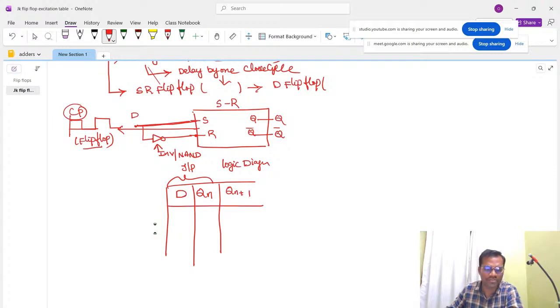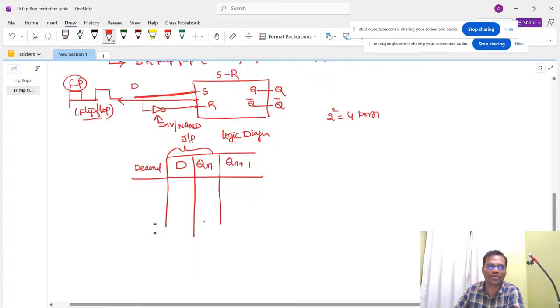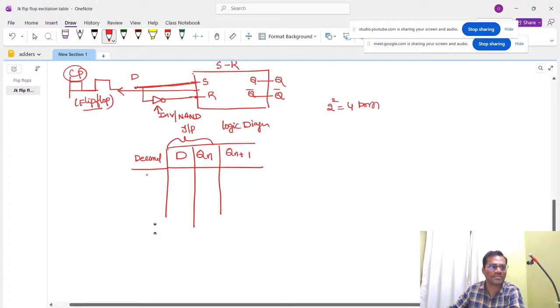So how many inputs are there? Two inputs are there. How many rows can we write down? 2 squared. 2 squared is how many possibilities? 4 possibilities. So we are going to write down the decimal numbers for these possibilities. How do we write 4 possibilities in decimal? 0, 1, 2, 3.